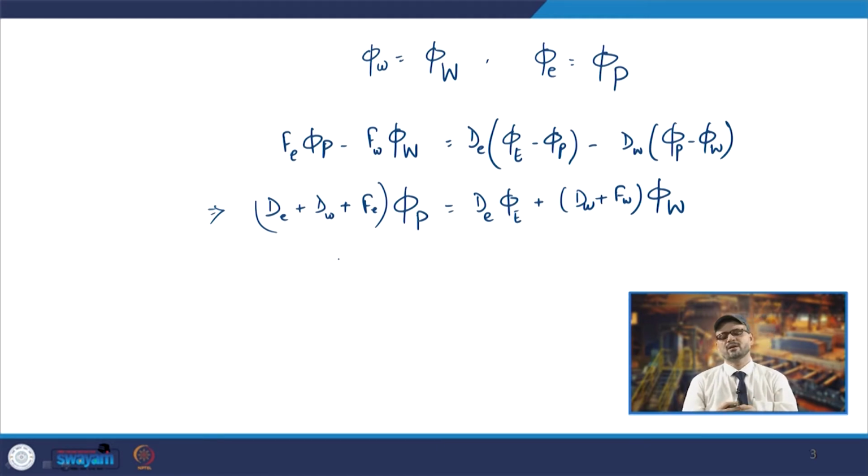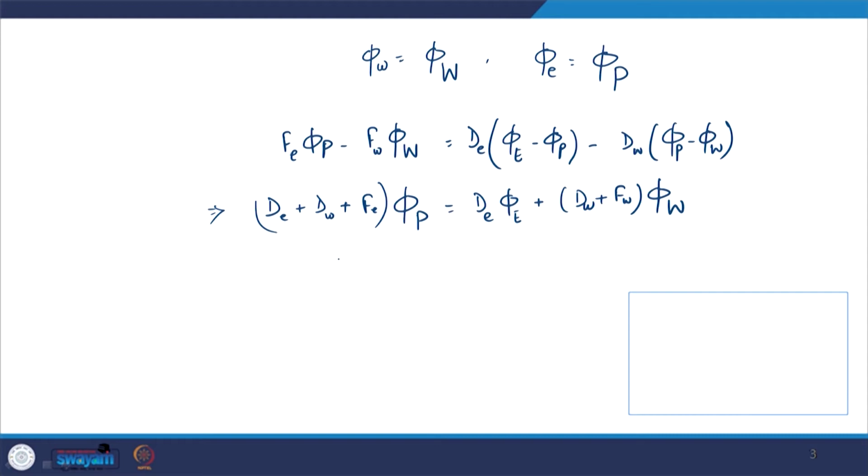And when you have the velocity in the opposite direction, in that case your upstream nodes are having different values, and your cell face values will be different, because the upstream direction is now in the negative direction. So, for west it will be P, and for east it will be E. Accordingly your expression changes, and you will have a different expression for that case. Now, this is how.